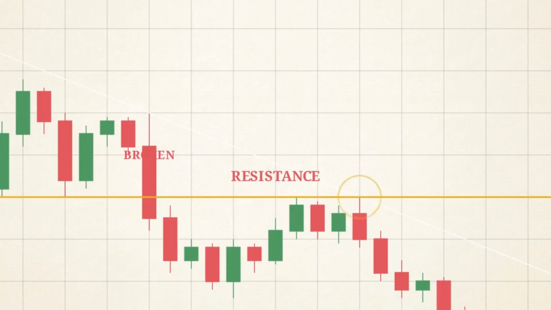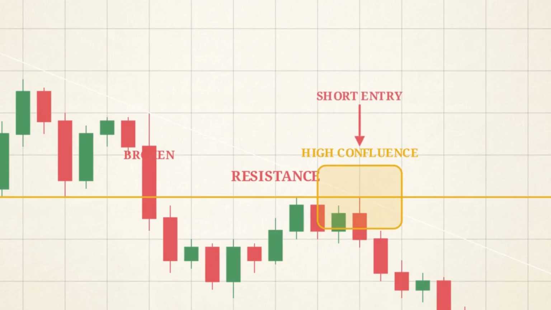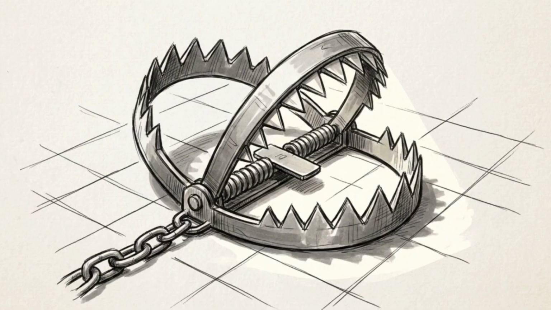Look at where your new horizontal resistance crosses the diagonal trend line. This intersection is an area of high confluence. Multiple types of traders are watching this exact coordinate for short opportunities. We have our trap set. Now we wait patiently for the price to retrace upward and enter this zone.